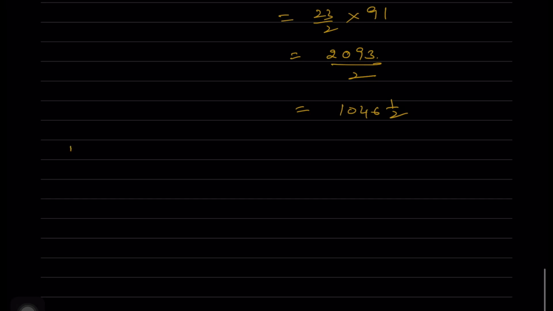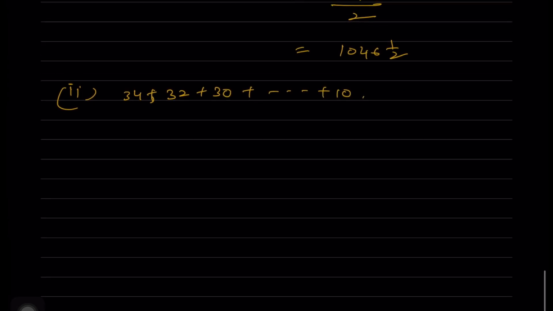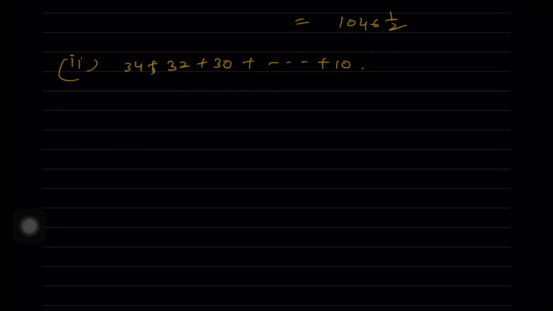So going to the second problem, what's the second problem? We'll see. It is 34 plus 32 plus 30 plus so on up to 10. In this problem, a is the first term, which is equal to 34. d is the common difference, which is equal to 32 minus 34, which is equal to minus 2. an is equal to 10, which is also equal to l.